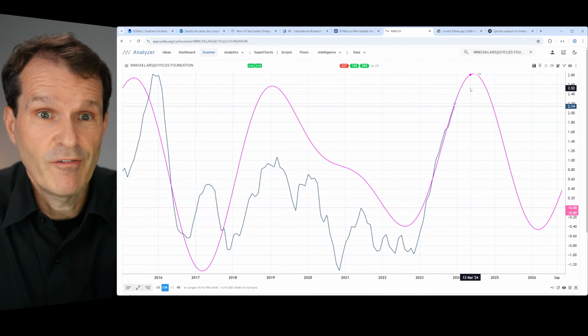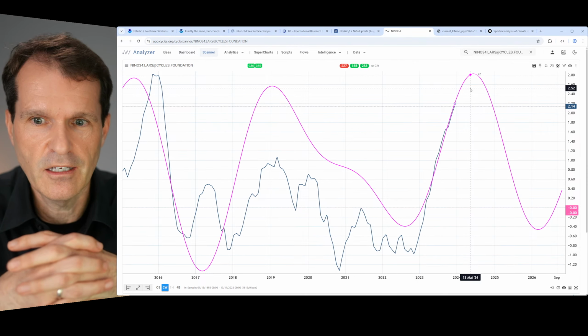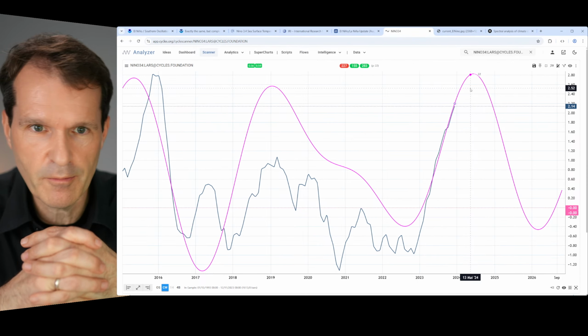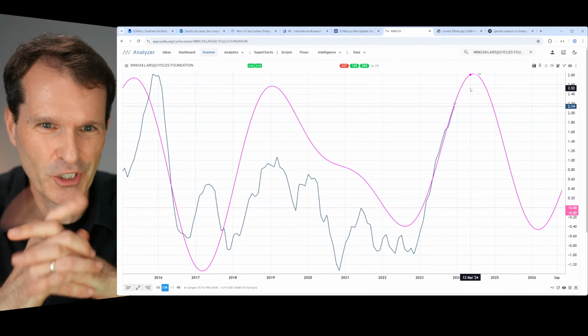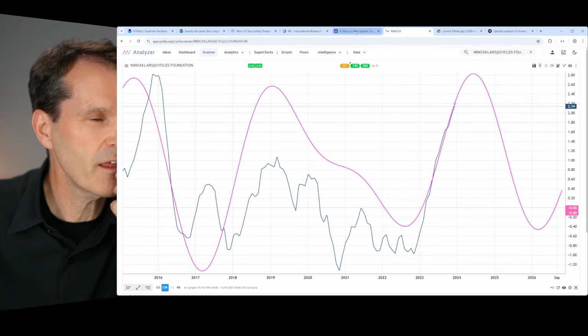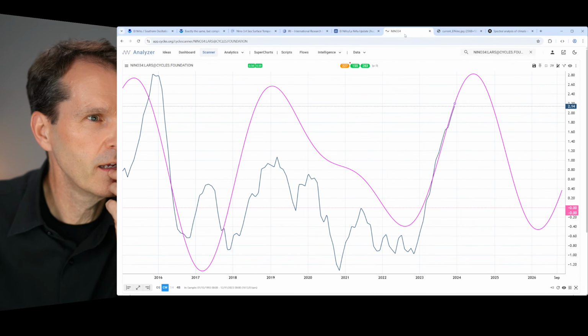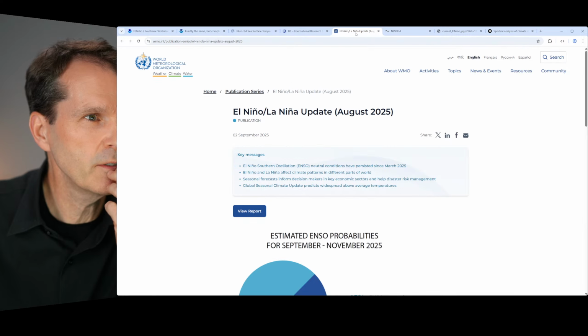So let's have a look at the real data. What did happen to the El Nino sea surface temperature deviations from normal conditions? So I found another data series.